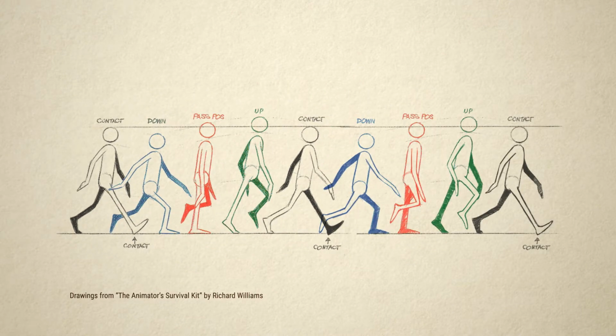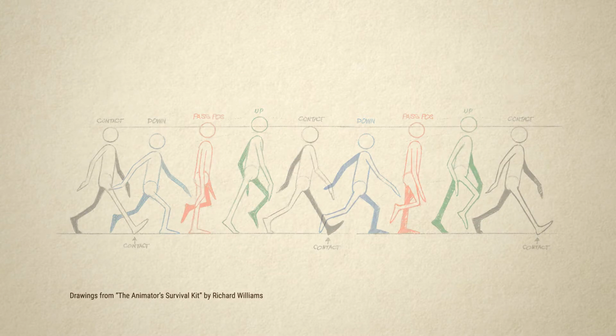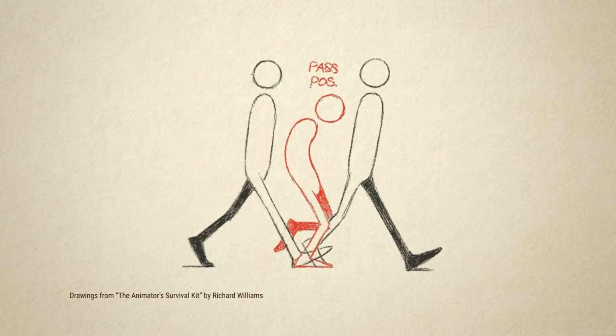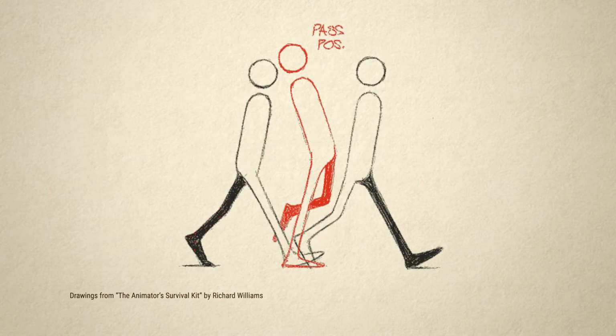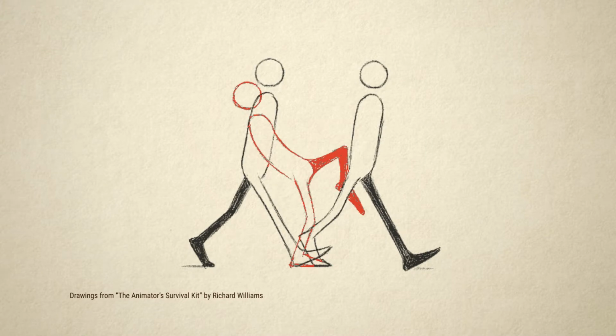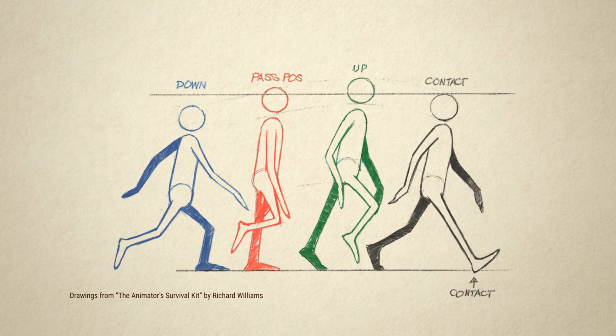From there, it's just the same poses with the legs reversed. And at that point, we're back where we started, and the cycle is complete. So it's these 4 poses, the contact, the down, the passing pose, and the up, that define the walk. The other frames are just in-betweens. Now, depending on the character and the type of walk, these poses might look radically different, and the timing between them can vary. But these are the 4 poses that give a walk its character. So when we look at our reference, these are the poses we want to find and get right.